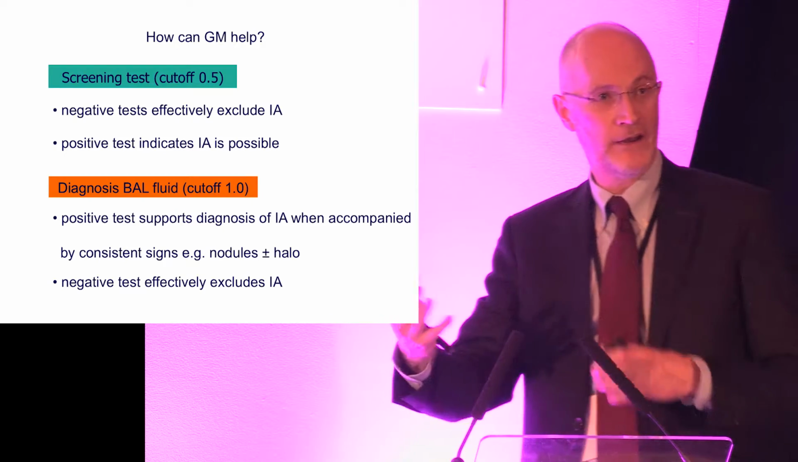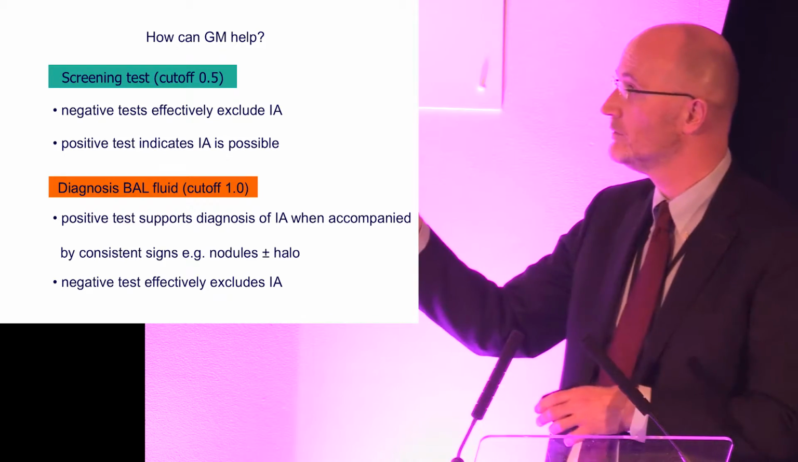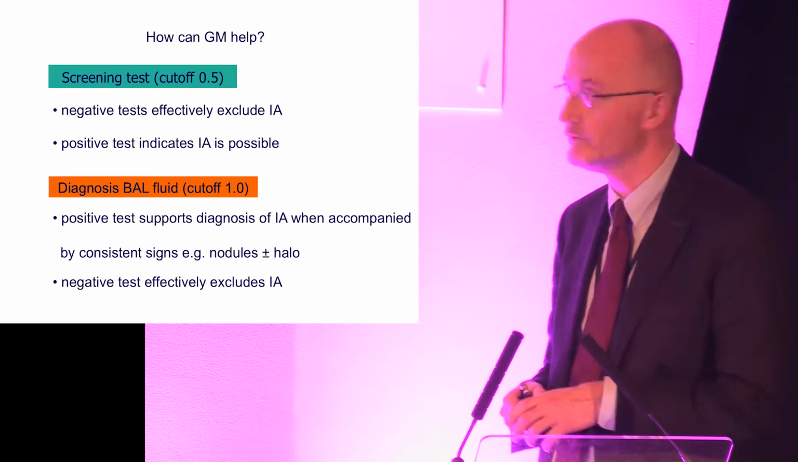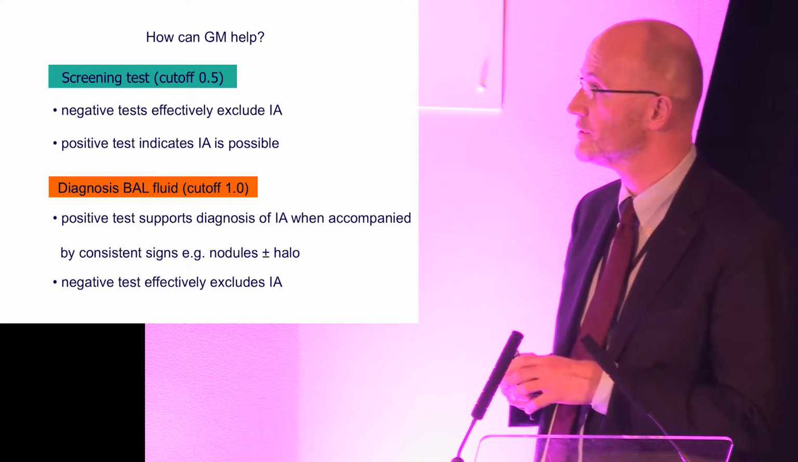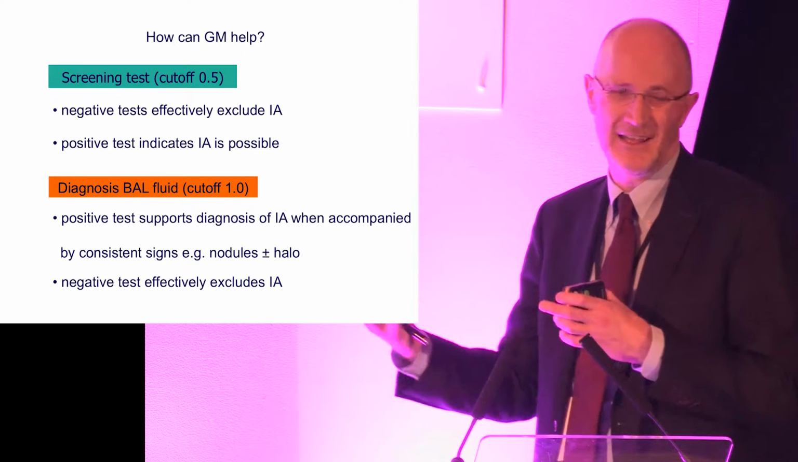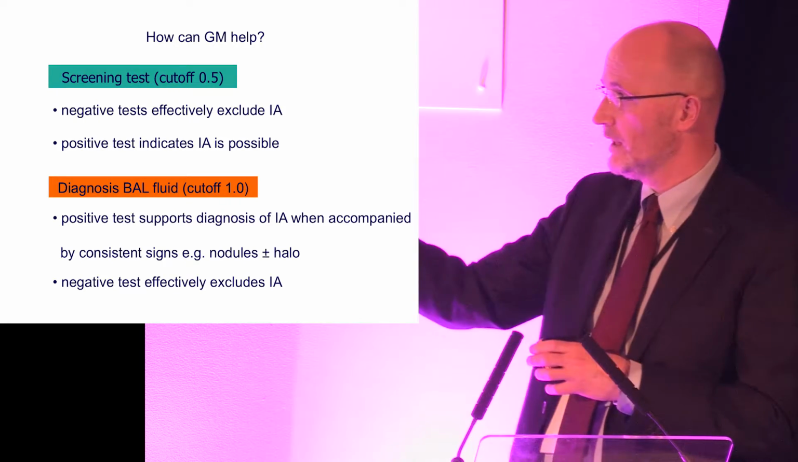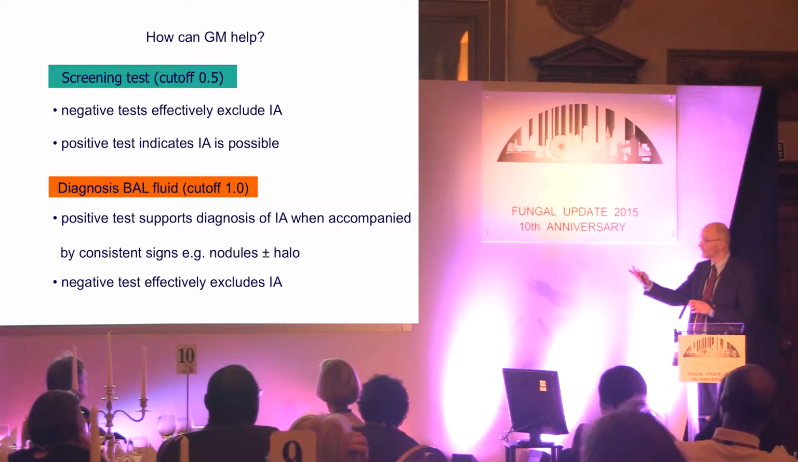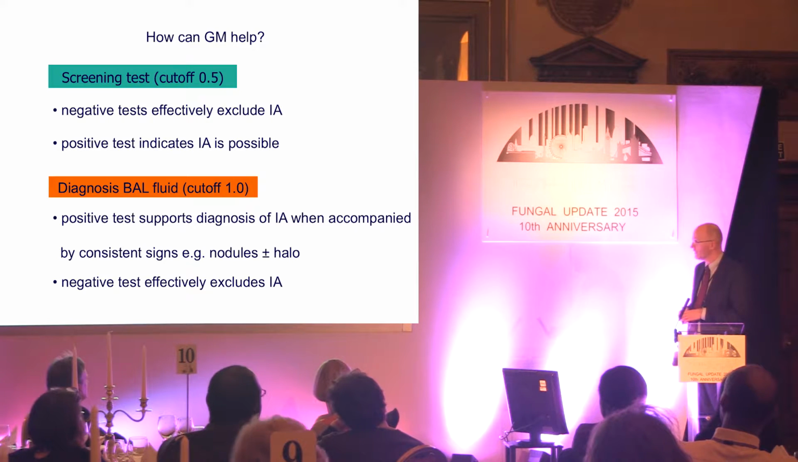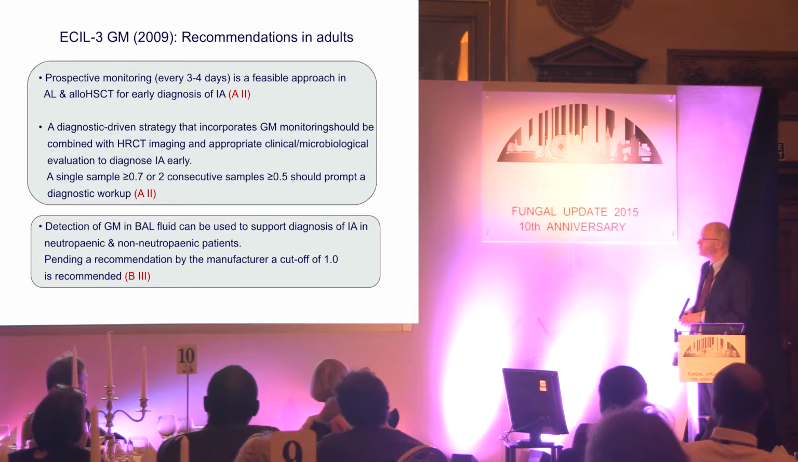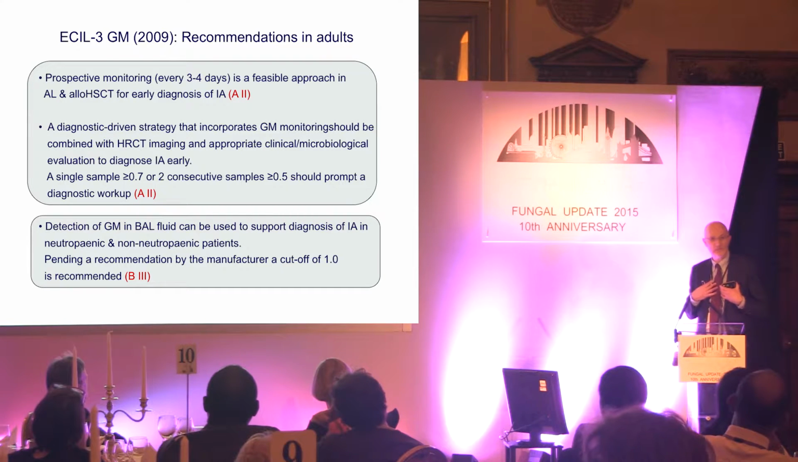So how can galactomannan help us in the management of our patients? Well, we can use it as a screening test with a cutoff of 0.5. A negative test effectively excludes invasive aspergillosis, while a positive test says it's possible. If we use it in BAL fluid to confirm a diagnosis with a cutoff of 1, then a positive test strongly supports the diagnosis when it's accompanied by appropriate other clinical signs, and a negative test effectively rules out invasive aspergillosis.